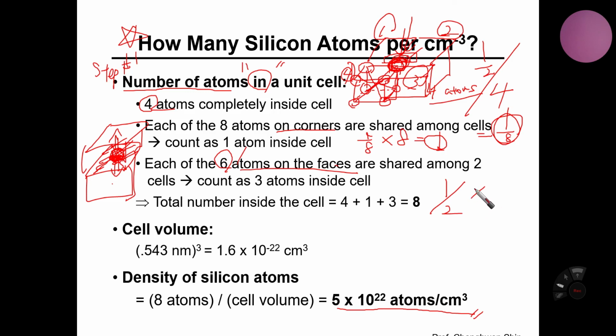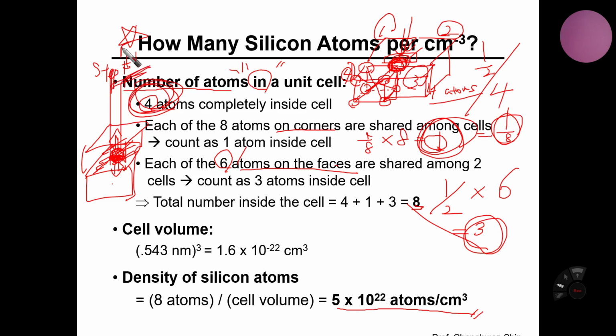And the next question is, how many faces do we have for a given unit cell? We have 6 faces. Therefore, effectively, 3 atoms are included in a unit cell. Right, we're almost done. So 3, 1, and 4. So 4 plus 1 plus 3, total 8. So again, in this step number 1, the total number of atoms in a unit cell is 8.